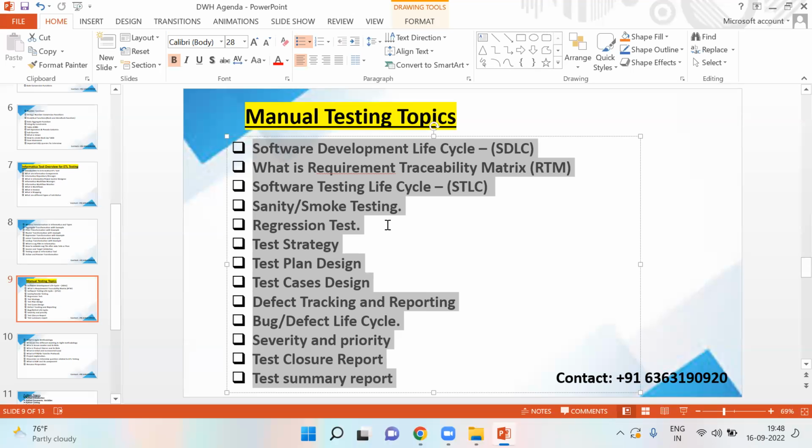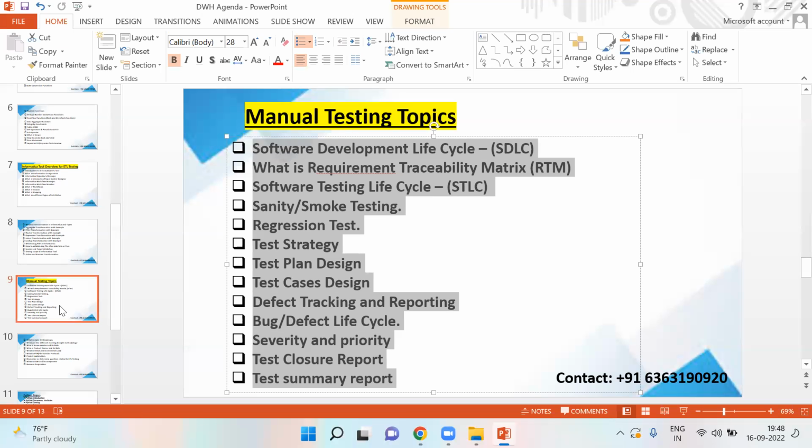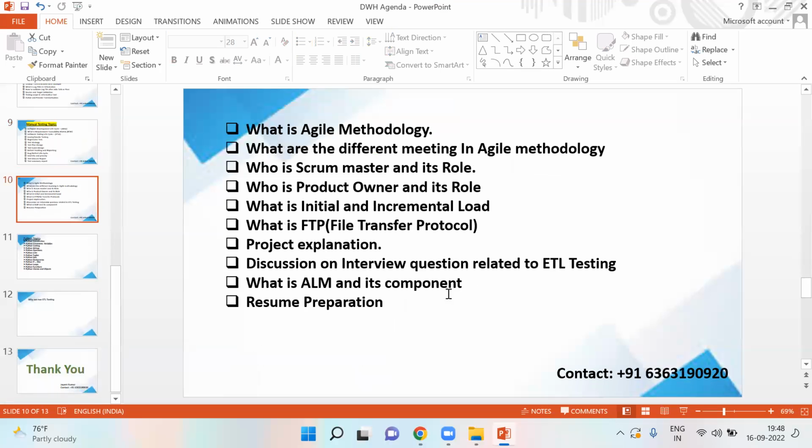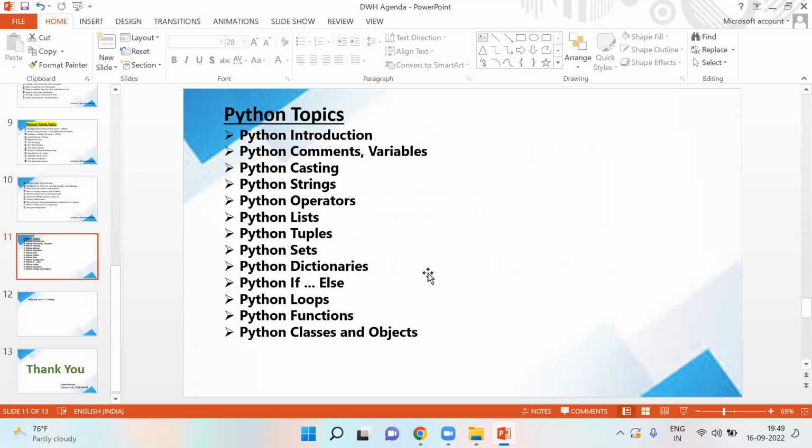So I request everyone, if you have free time, you can refer to manual testing basic concepts from start to end. And these are the topics that will be required for your ETL testing. All these things, agile methodology and all. I'm just giving you an overview. When we discuss topic-wise, at that time I'll explain from scratch, so that your confidence will be high.